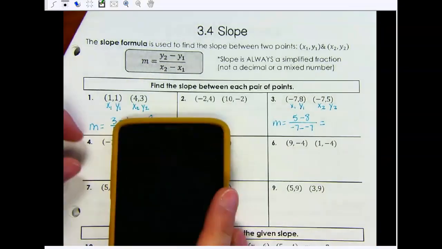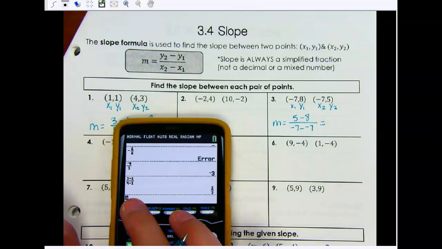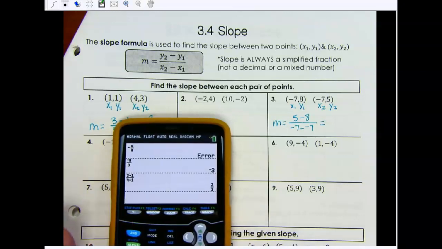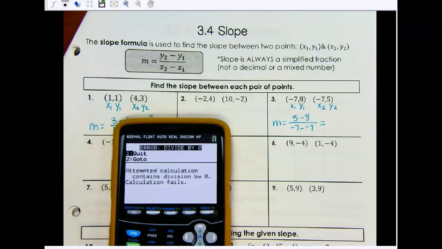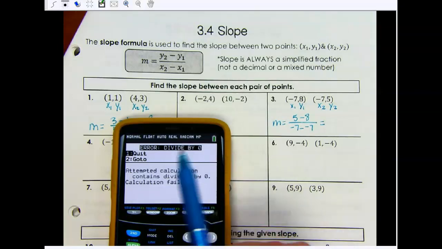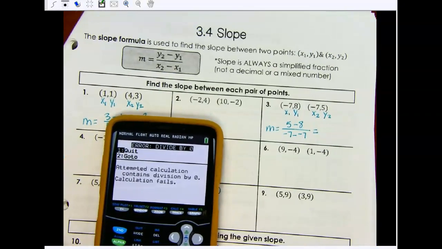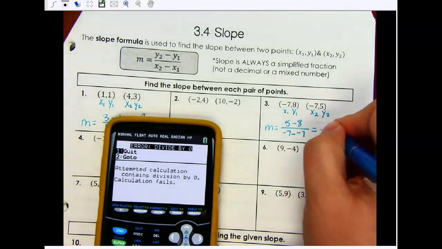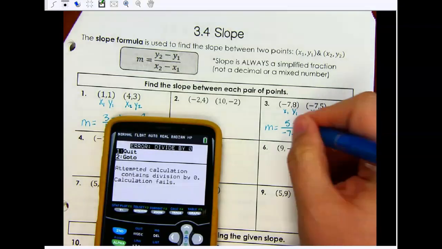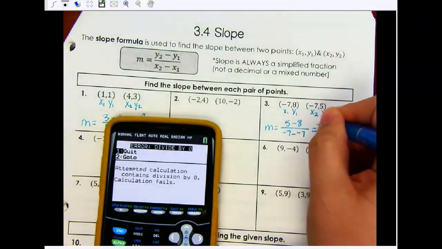And so then I'm just going to type this into my calculator. 5 minus 8 on top. Negative 7 minus negative 7 on the bottom. Yes, I'm going to type it like that. And uh-oh, I get an error. What's that mean? That means that I tried to divide by 0. So if you do negative 7 minus negative 7, you get 0. And 5 minus 8 is negative 3.